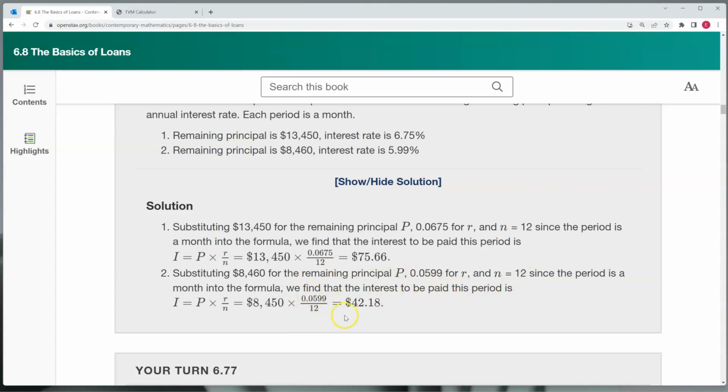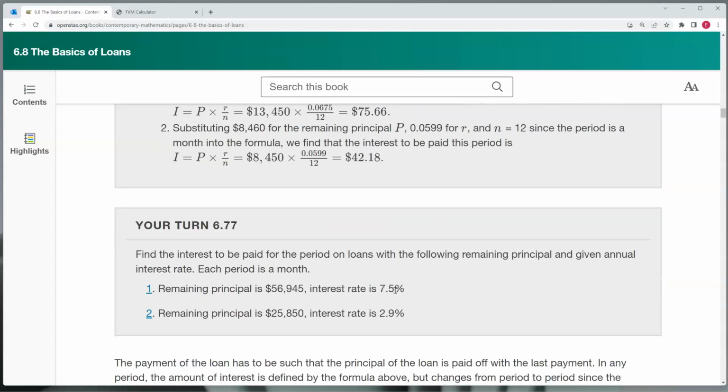So that's what happens: every month your interest is recalculated based on the number of payments in the year that you're going to make. That is then added to the principal, and then you subtract any payments. That's how you find your running balance.